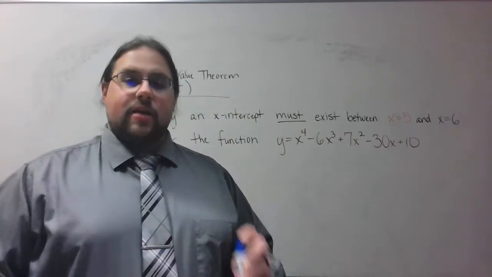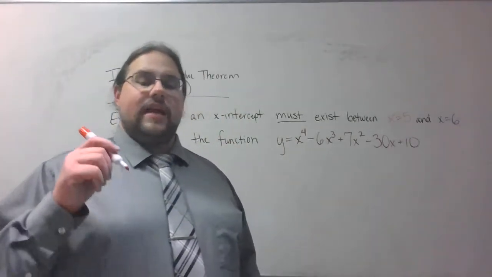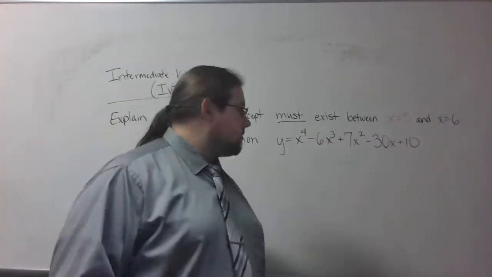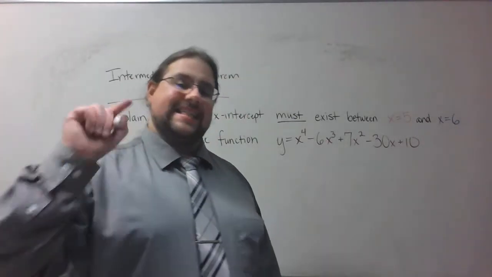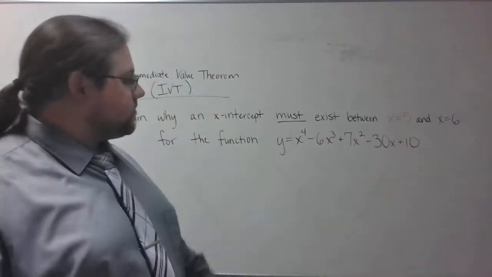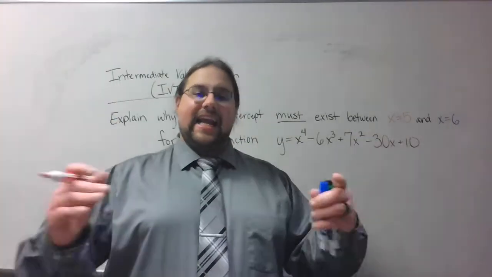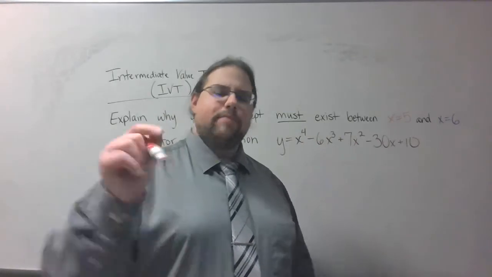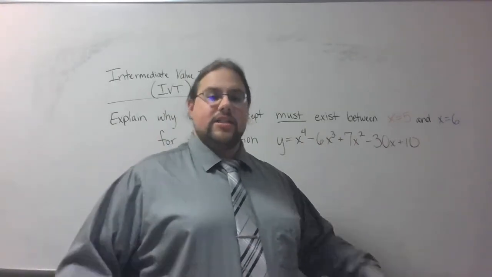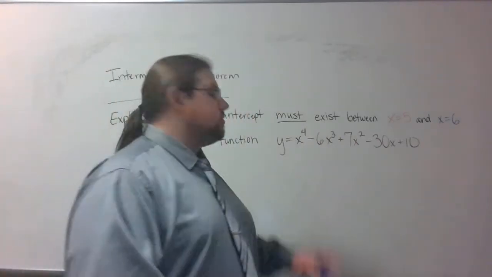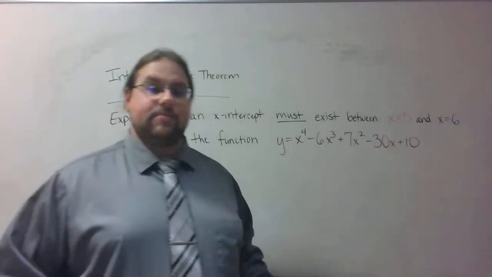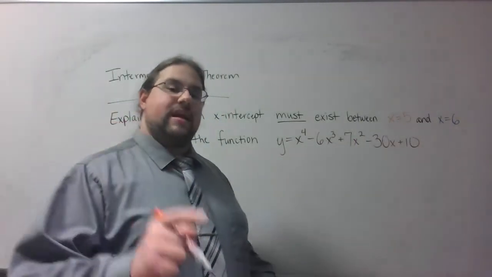So, the intermediate value theorem says that first off, I have to have a function that is continuous. Now, hopefully you guys realize x to the fourth, x cubed, x squared, x, and 10, that is a polynomial. And polynomials are continuous everywhere. So it doesn't matter what numbers I use, that sucker's continuous. So let's keep going. Again, intermediate value theorem.